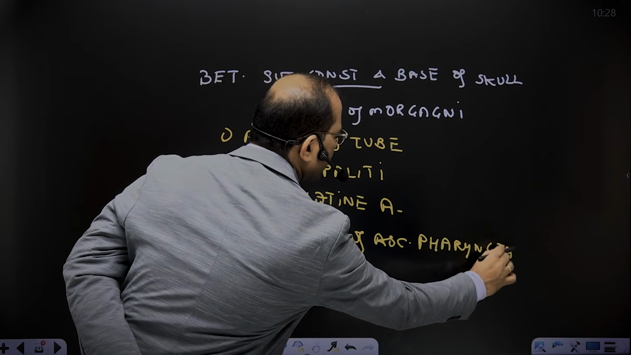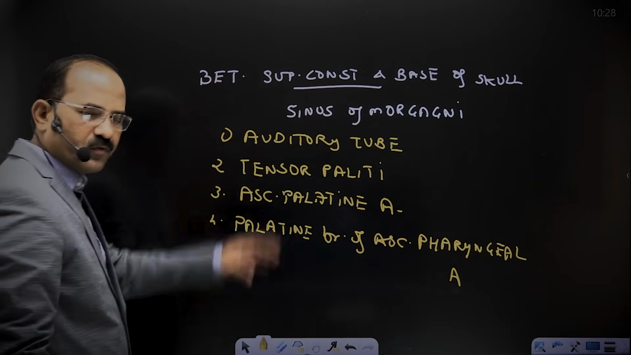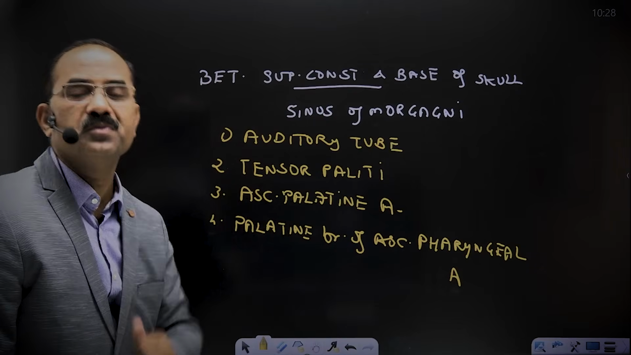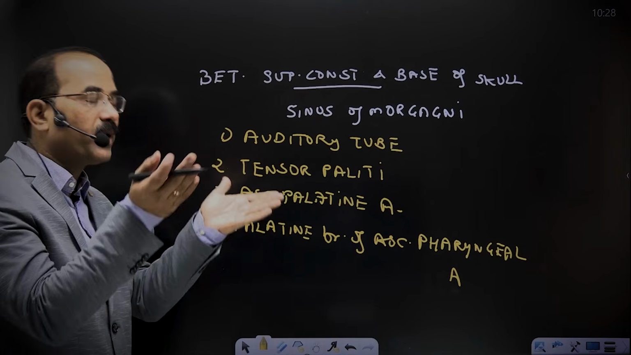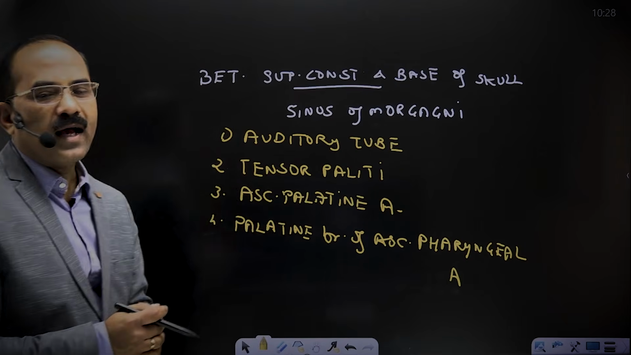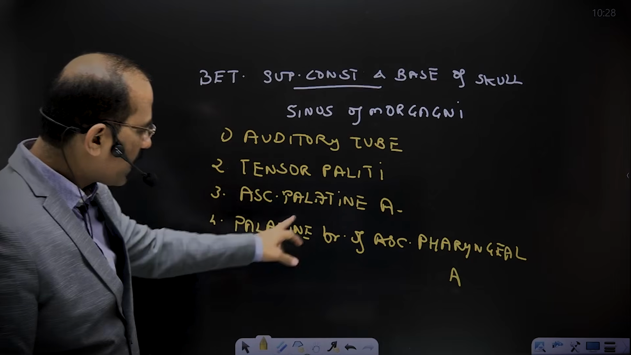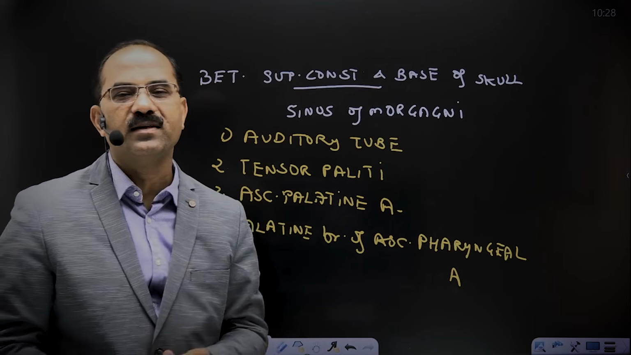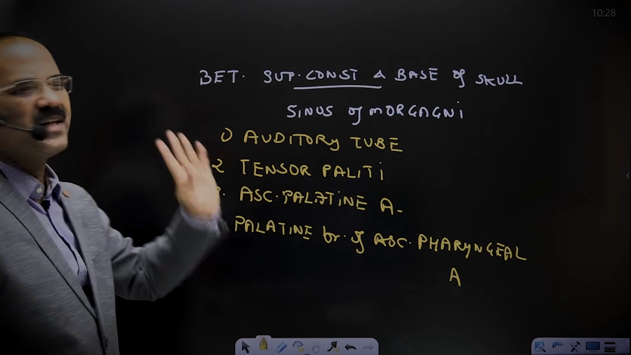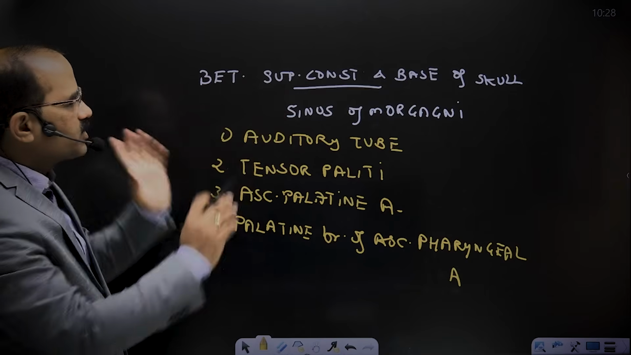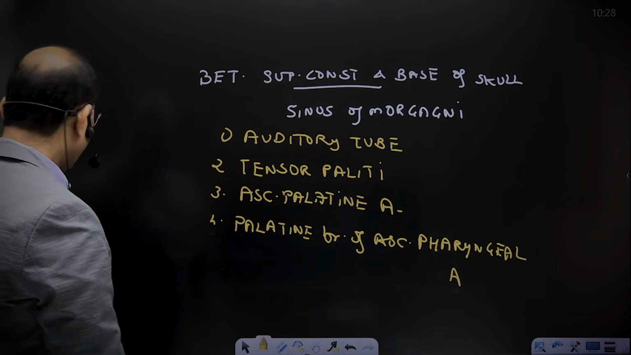Palatine branches of ascending pharyngeal artery. Just remember these four structures, very important from MCQ point of view: the Eustachian tube, the tensor palati muscle, the ascending palatine artery, and the palatine branches of ascending pharyngeal artery. Now, this ascending pharyngeal artery is a branch of external carotid, and this is its palatine branch. So, clear, structures passing between the superior constrictor and the base of the skull.